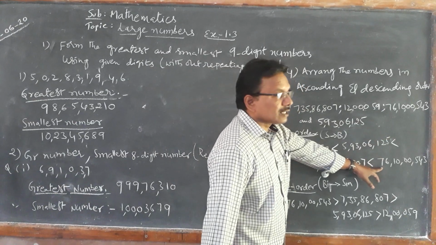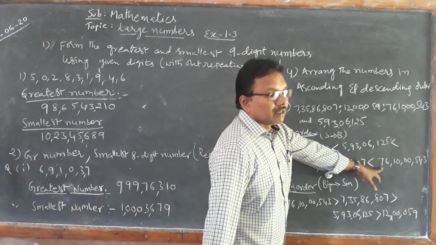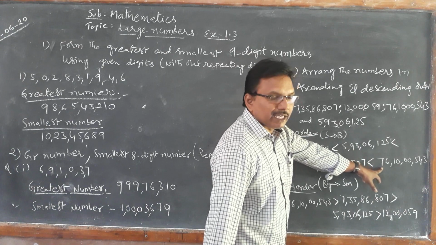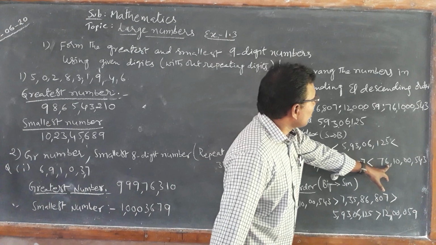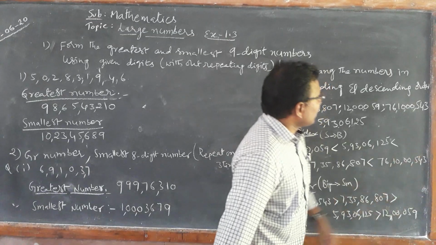Now the last one is 76 crores, 10 lakhs. The 10 crores place is also there. So that is why it is bigger than all: 76 crores, 10 lakhs, 543.